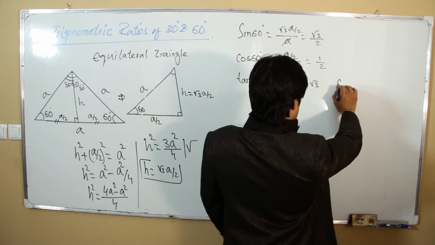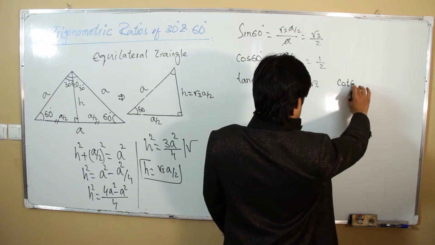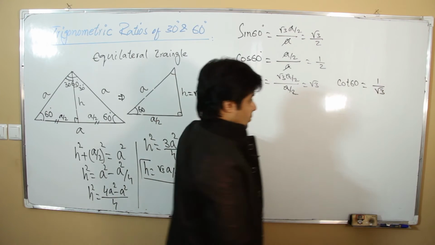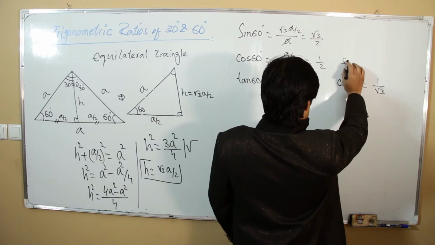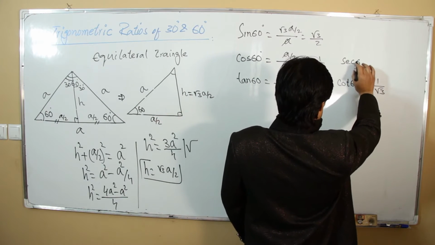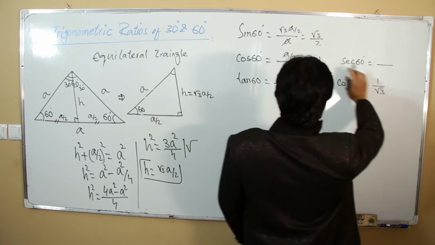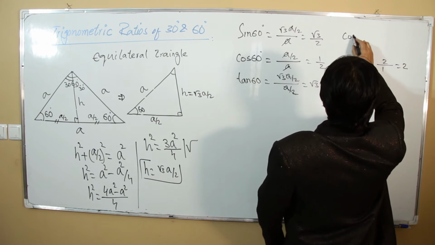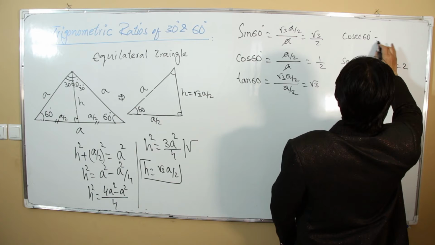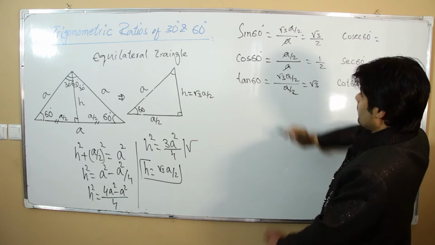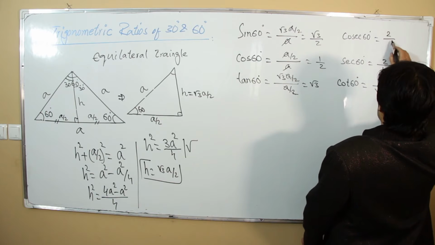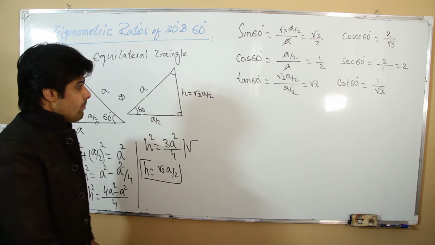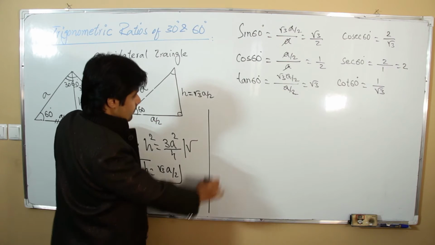If you want to define cotangent of 60, it is the reciprocal of this one, which is 1 divided by root 3. If you want to define sec or secant of 60 degree, this one is the reciprocal of cosine, which is 2 divided by 1, which is 2. And cosec of 60 is the reciprocal of sine. Am I right? Yes. 2 divided by root 3. Now, come to 30. Sine of 30.